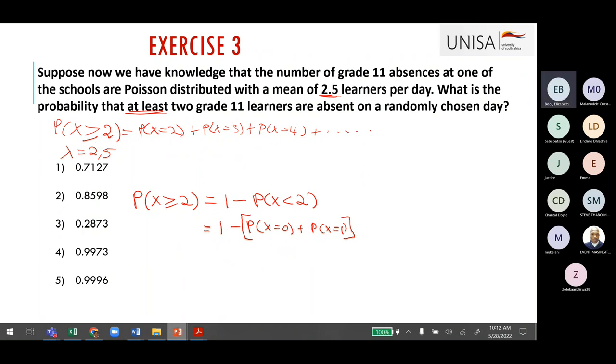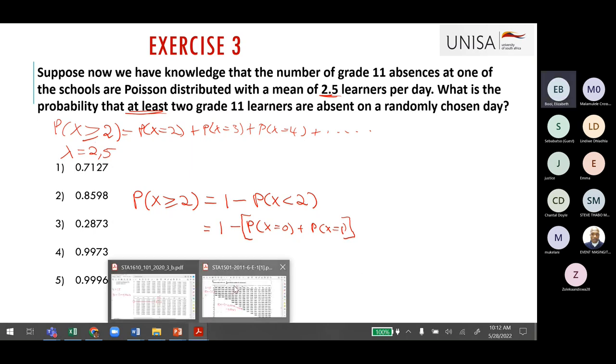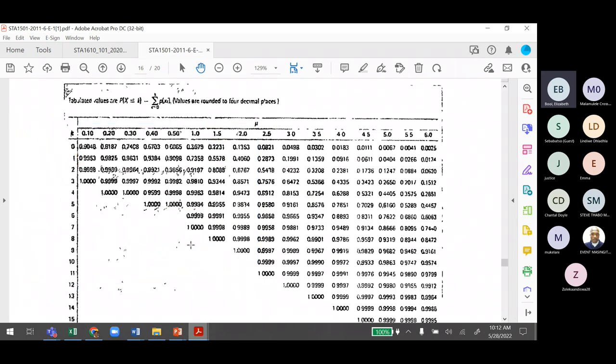That is what it means. So if I can write a shorter version of the long calculation as a small calculation, I should be able to do that as well. So let's see if we can answer this question. We need X greater than 2 and lambda, which is the average, is 2.5. All right. Go to the table. I'll start with STA 1501. Okay, lambda of 2.5. It's here.